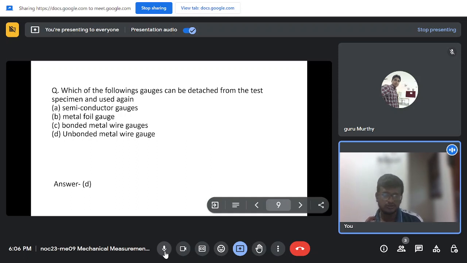the force. When the frames move relative to each other because of the force, the wires get elongated or compressed, which causes a change in resistance or length, and that is measured and used to measure the force. This type of gauge is called unbonded because you can remove it and put it back again whenever you want. The name says it's not fixed to the specimen. That's why it's unbonded metal wire gauges. So the answer is option D.